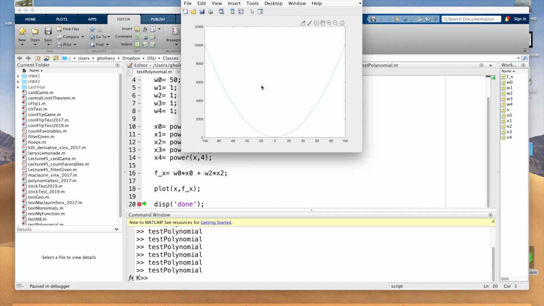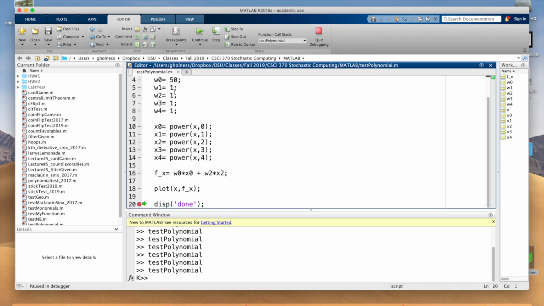And you'll notice here, right, our parabola, it kind of should be raised up. Let me see, W2, X2. That's a lot harder to see. Let me make that 100. Let me do it that way. Save, run.